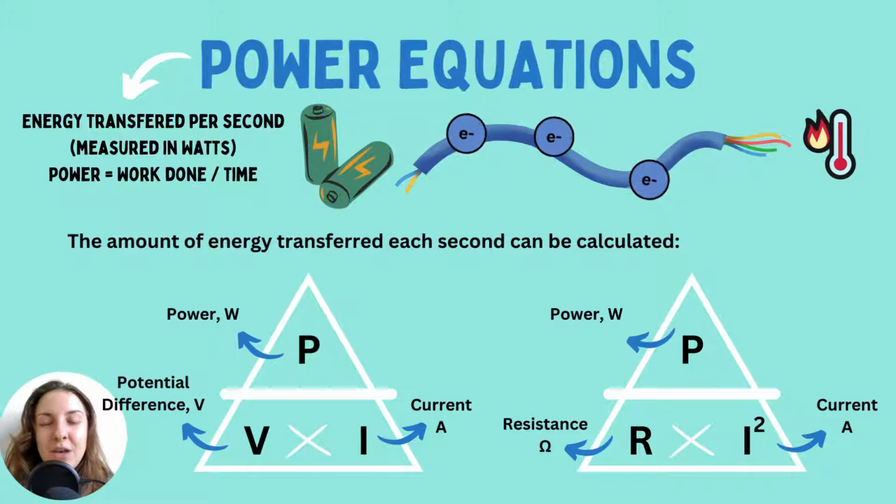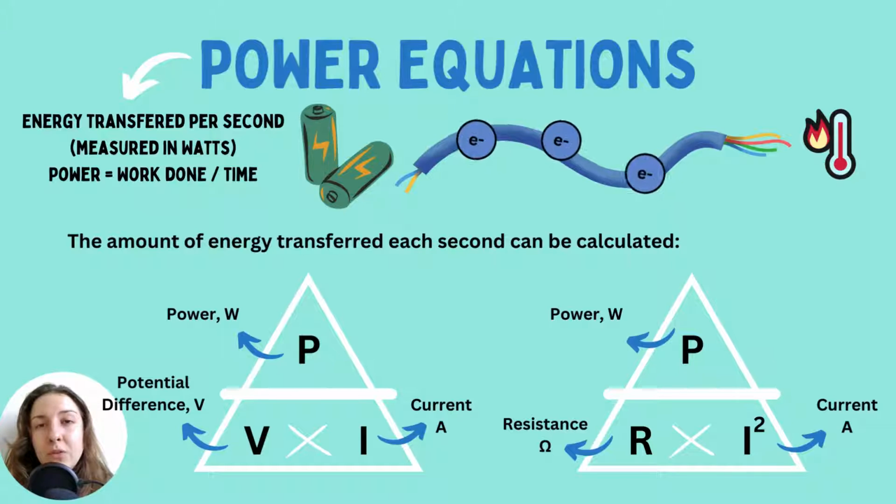Let's get into it. So you need to first of all understand what power is. Power is the energy transferred per second. So it's very much linked to energy. Energy, as we know, is the ability to do work. So if we were to put power into an equation, we would say that power is equal to the work done over time, okay? Energy that's transferred per second.